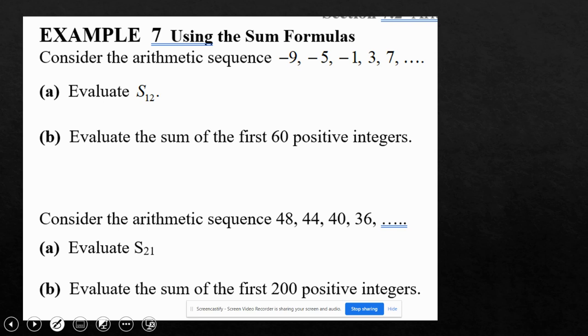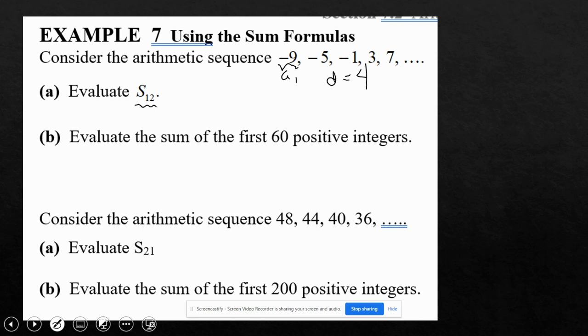Example 7 in your notes. So we have this sequence, -9, -5, -1, 3, and 7. So what do we know from this? Well, we know that -9 is our first term. And we know that our common difference, or the rule that we're using to get from -9 to -5 to -1, to 3 to 7, is by adding 4. So our d is +4. It's asking us to find the sum of the first 12 terms.